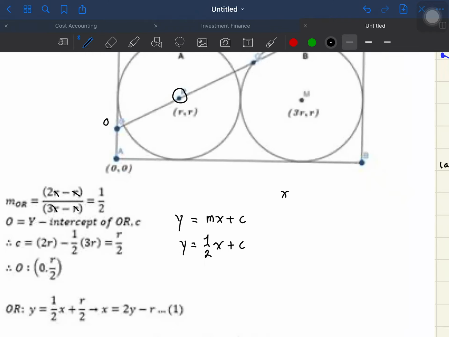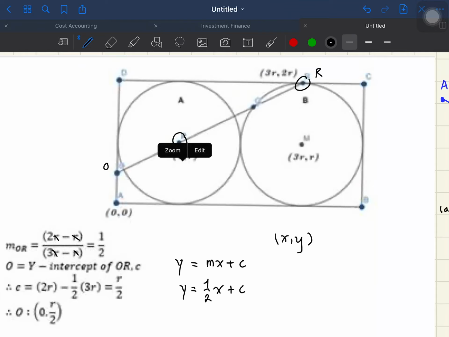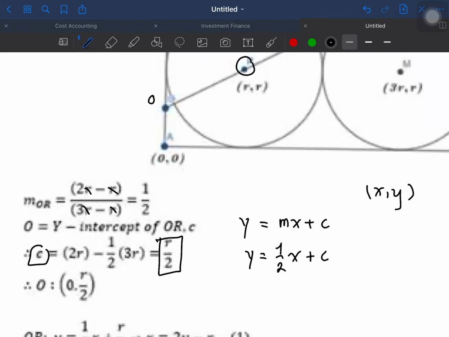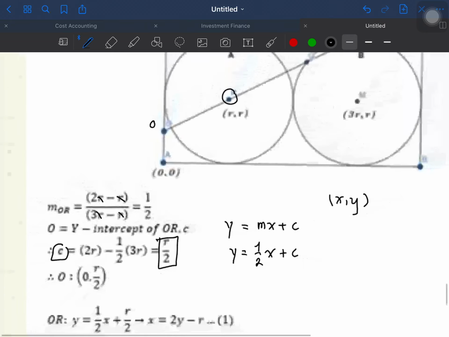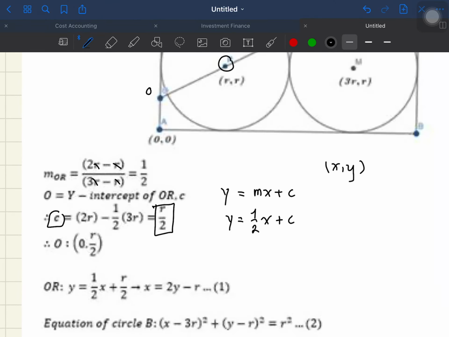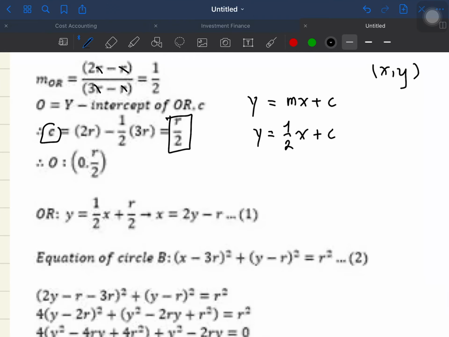You can use any point of any coordinate, which is r comma r, or maybe you use 3r comma 2r, and then you will get the same thing, which is r/2, the final answer. Okay, c equals r/2, and hence the coordinate of O is 0 comma r/2, and hence this is the equation of the straight line OR.